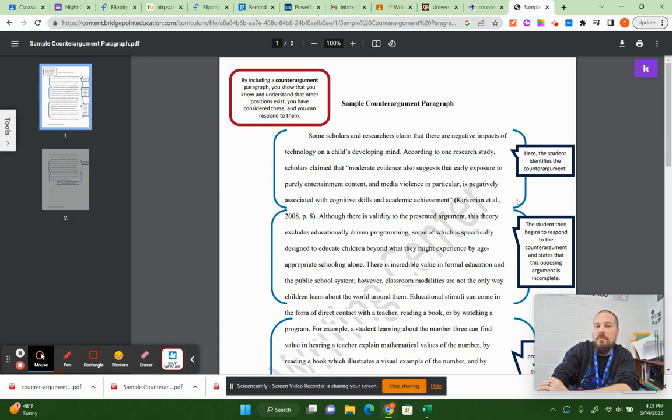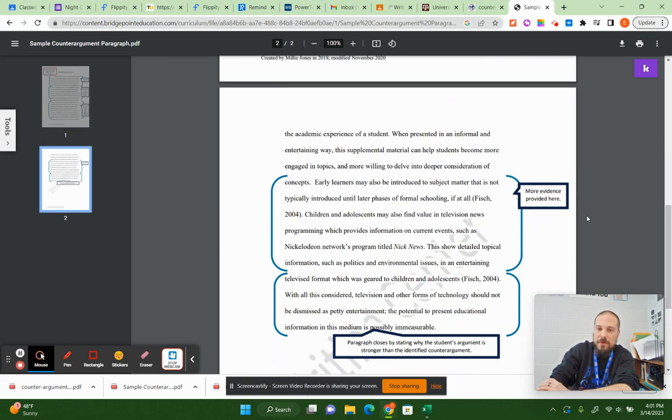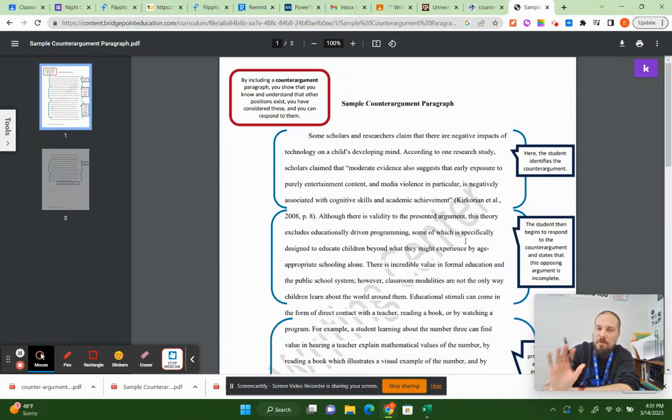I'm just saying here is a great way to look and see how a collegiate essay conducts a counter argument. And it has helpful little bubbles here telling you what each section is doing and how this person has constructed that counter argument to be as effective as possible. So that's how to do a counter argument.